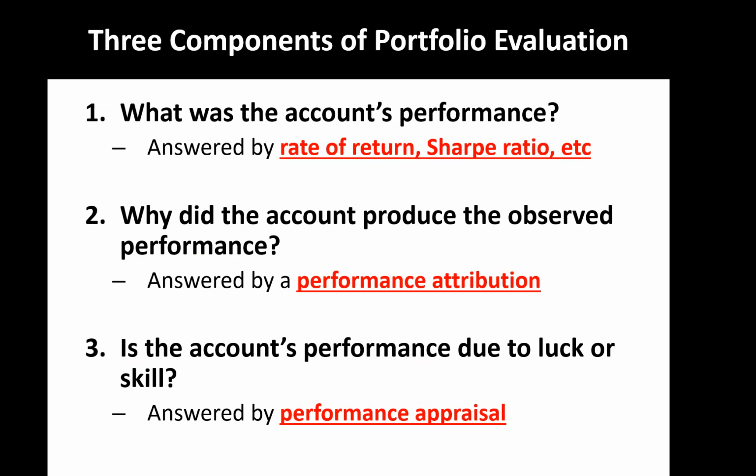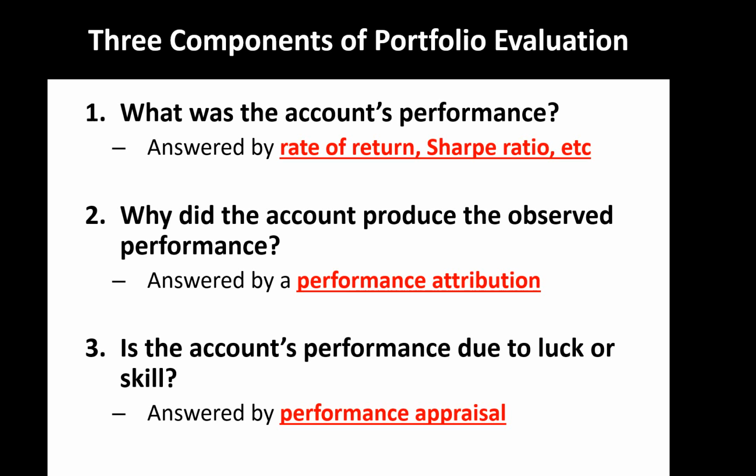The next two components of portfolio evaluation we're going to cover in other videos. The first one is performance attribution, which answers the question of what the account produced and why the account produced the observed performance over a certain period of time. It will basically try to attribute the overall return to the different little decisions that the investment manager made over time. And the last bullet point is performance appraisal, which answers the question of whether the account's performance was due to luck or skill. So just keep those two additional components of portfolio evaluation in the back of your mind.